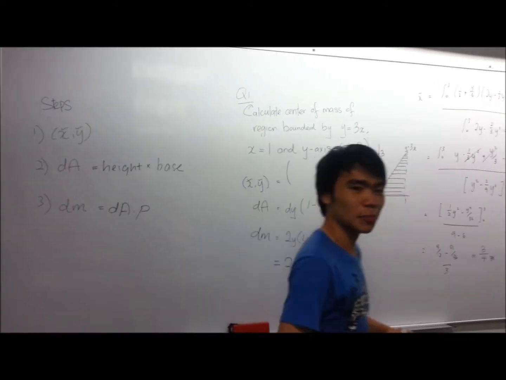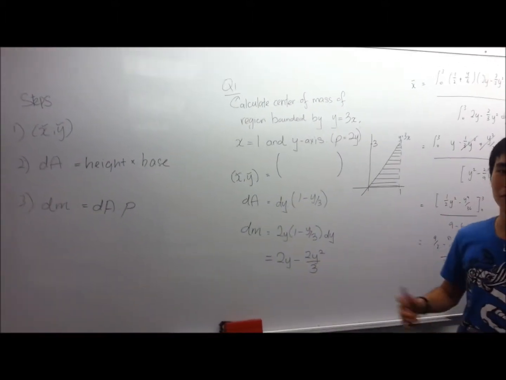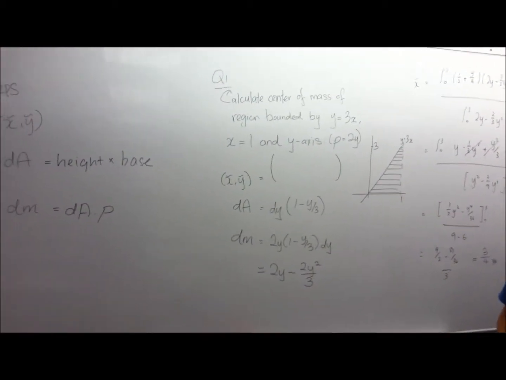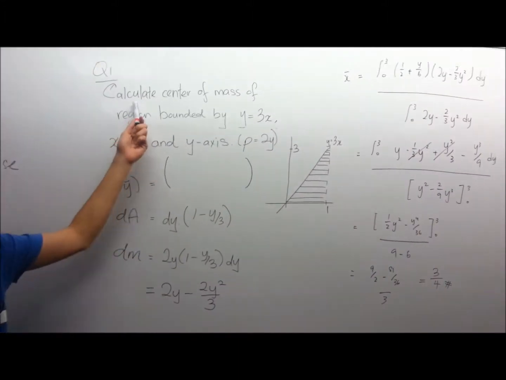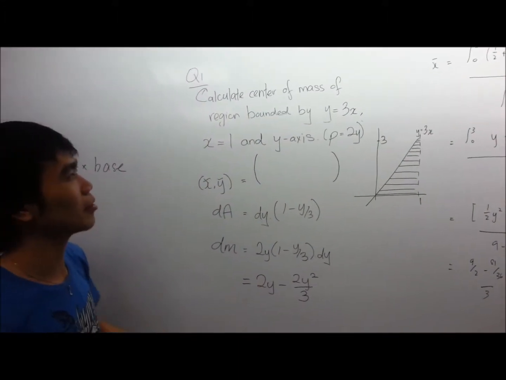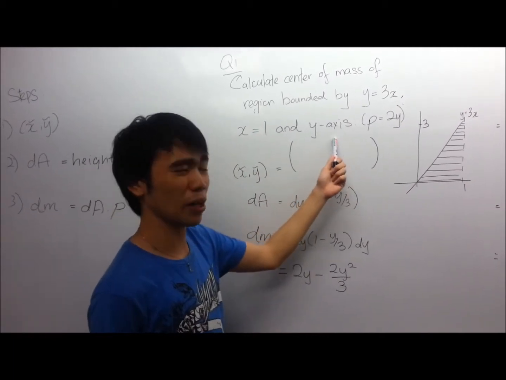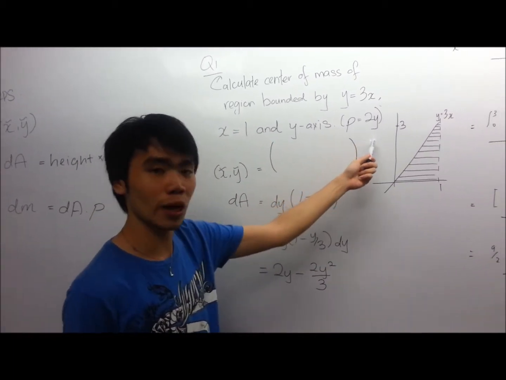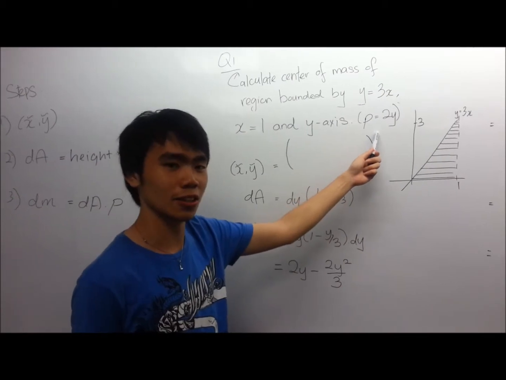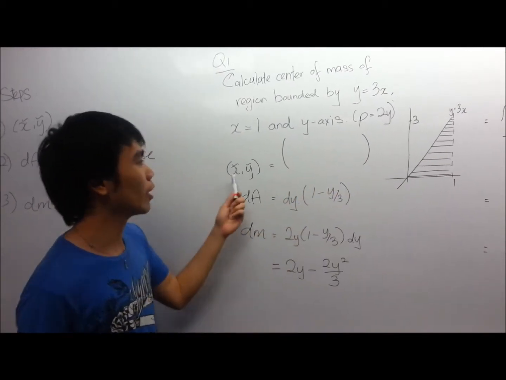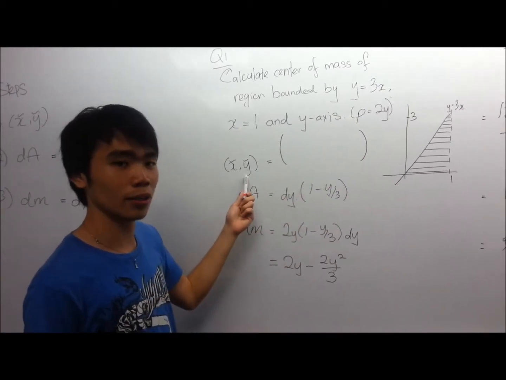Here is an example that I wish to show you to further explain this chapter. The question is: calculate the center of mass of the region bounded by y equals 3x, x equals 1, and the y-axis, with density of 2y. Note that the density isn't a constant. So with that, we have to find x curl and y curl.